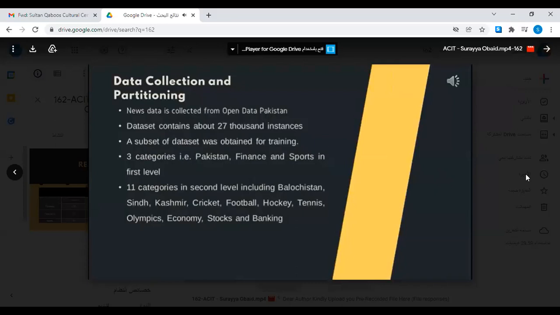The dataset was manually classified for the second level by 2 indicators. First level categories are Pakistan, finance, and sports. The second level categories were 11 in total. We have divided the data by an 80-20 ratio for training and testing.